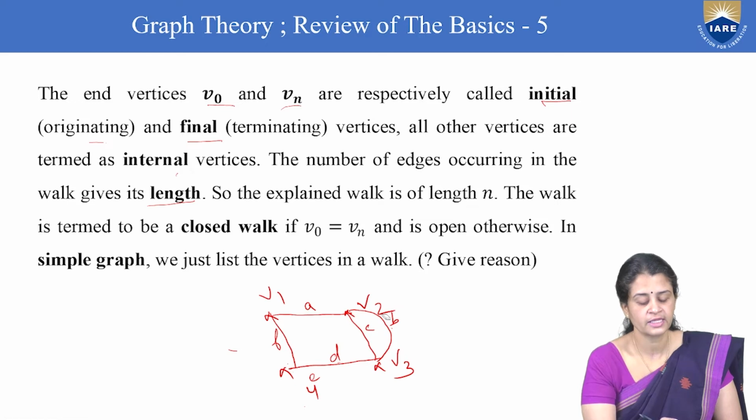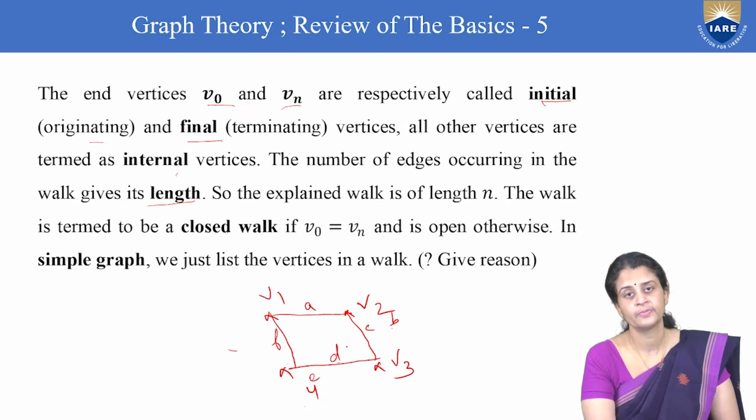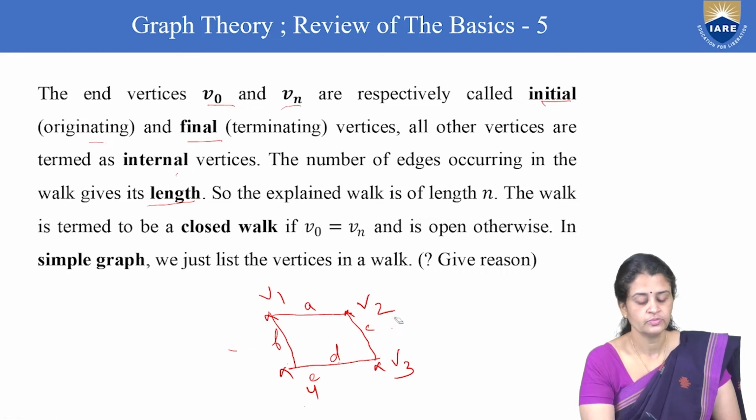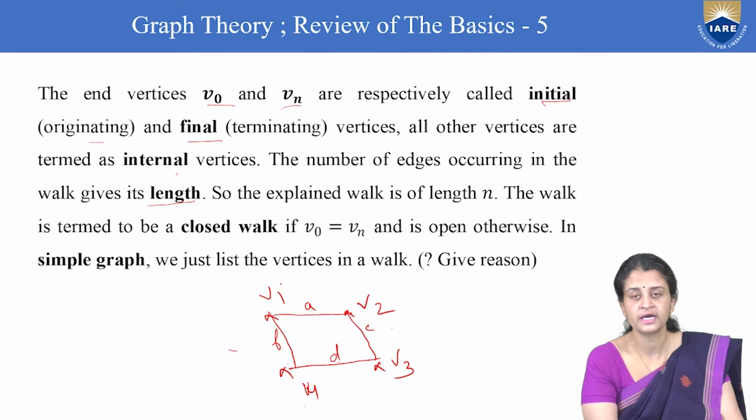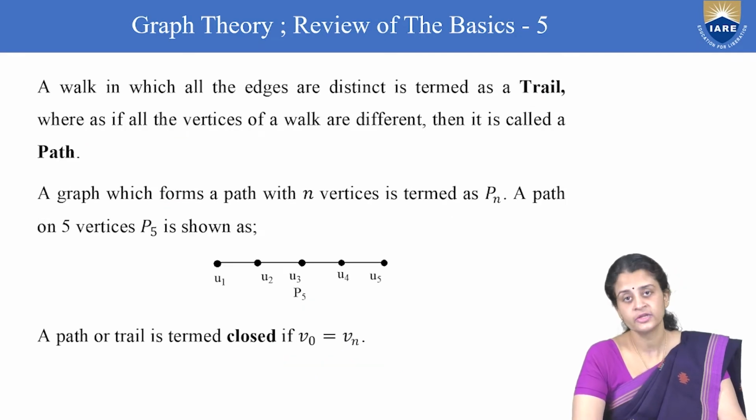If I don't have anything like that, from V1 to V4, if I am going through V2 and V3, I can have only one path: V1, A, V2, C, V3, D, V4. Okay? There is no confusion about which edge we have to cross through. From V2 to V3, I have only one edge. So there is no need to list the edges occurring in between them if we are considering only a simple graph. Okay?